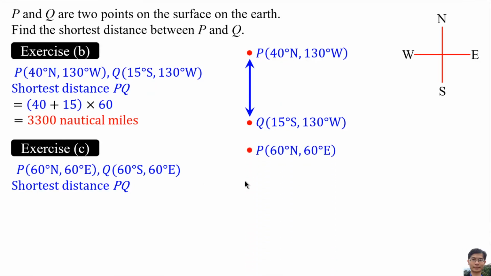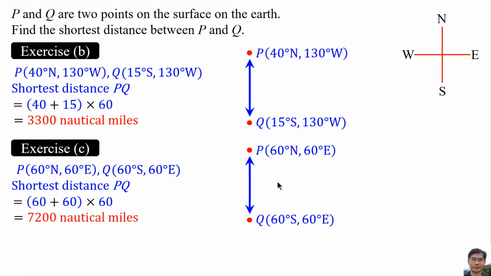Exercise C. Let's say this is point P, and so this is point Q. They have the same longitude, so we only need to find the vertical distance. They have different directions, so we add both angles and then times 60, so we get 7,200 nautical miles.